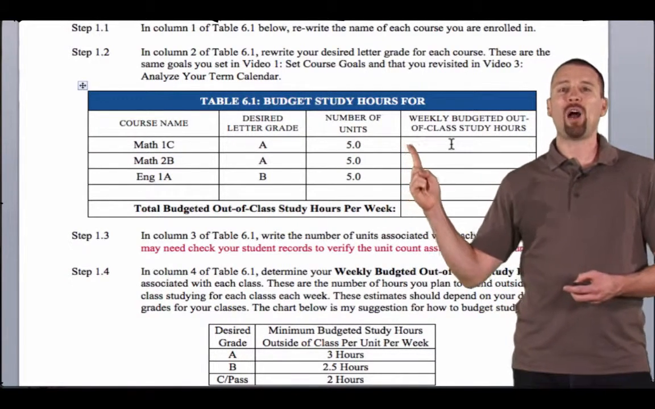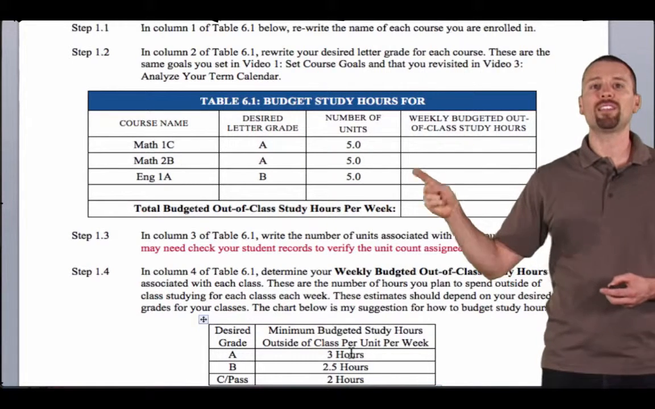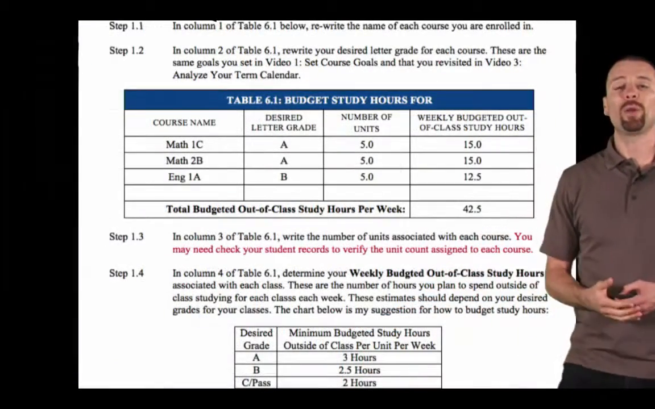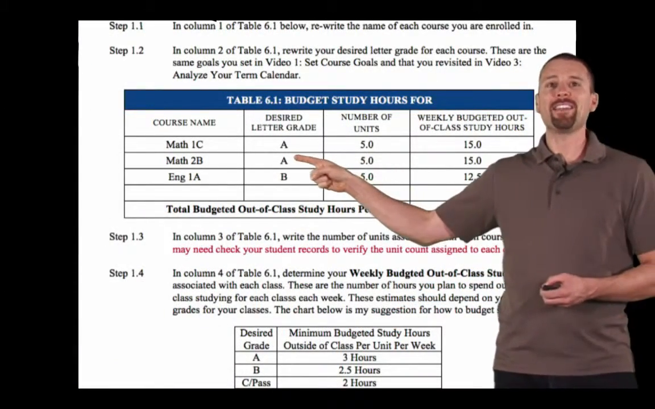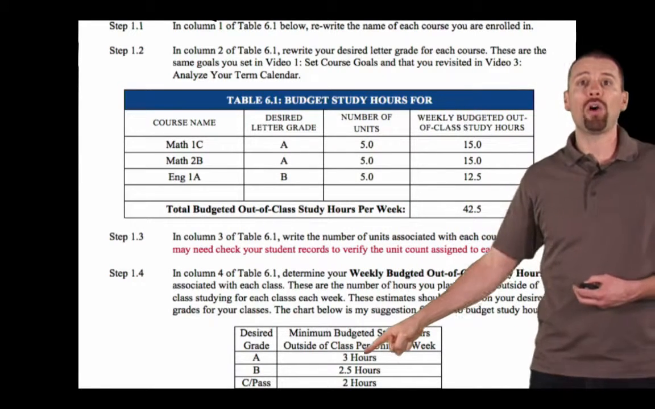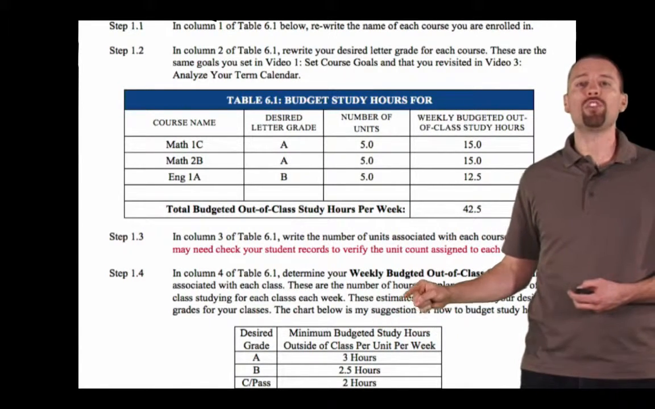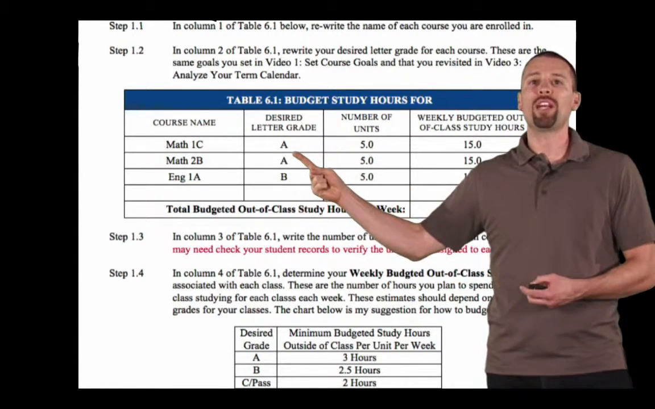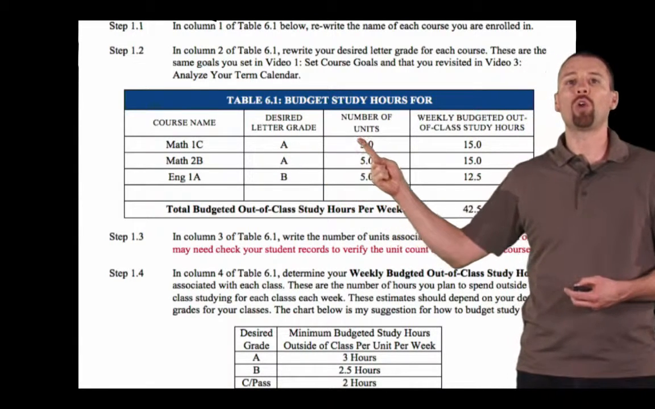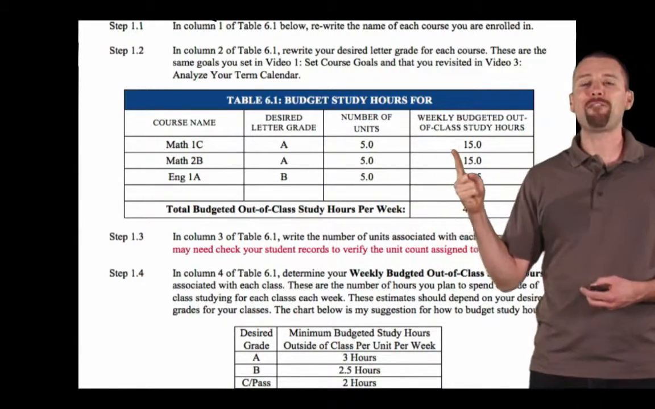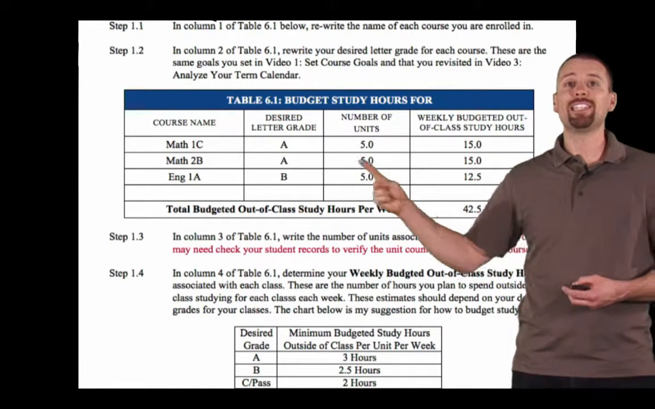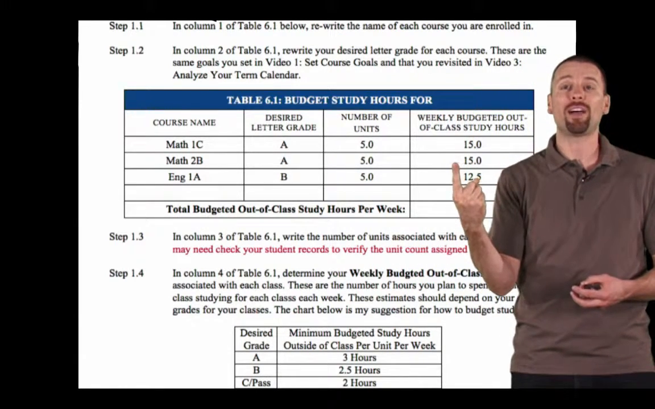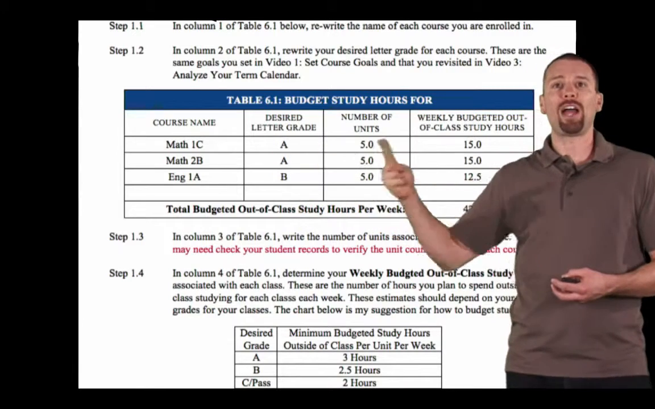And then what I'm going to do is calculate the budgeted study hours. To calculate this, I'm going to use this table, which is available in the worksheet below. So here we go. Because I want an A in this class, the recommendation that I'm giving to y'all is to use 3 hours for each 1 unit that I want an A in. So in particular, this is a 5-unit class. For each 1 unit, I'm going to budget 3 study hours. So total, 3 times 5 is 15 hours outside of class. Same thing here. I want an A. That corresponds to 3 hours out of class for every 1 hour in class, for every 1 unit. 3 times 5 is 15.